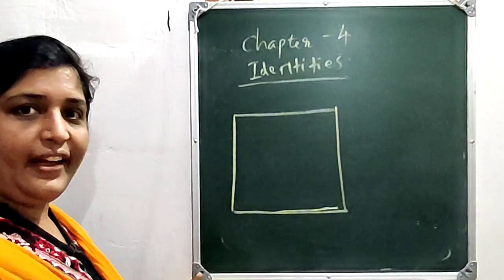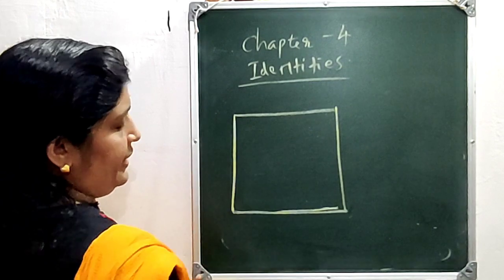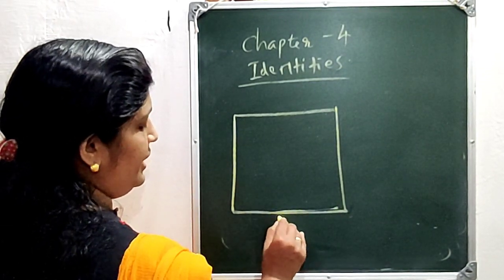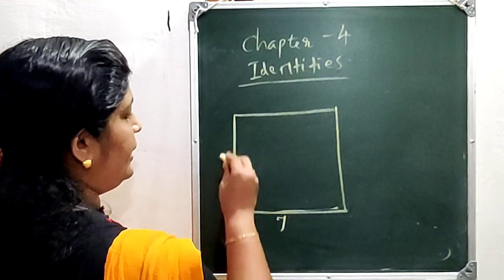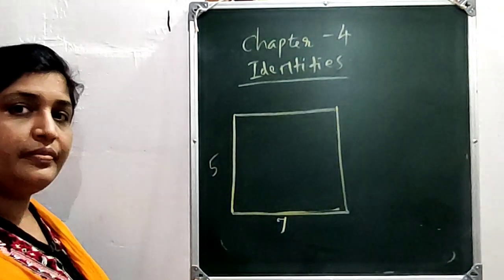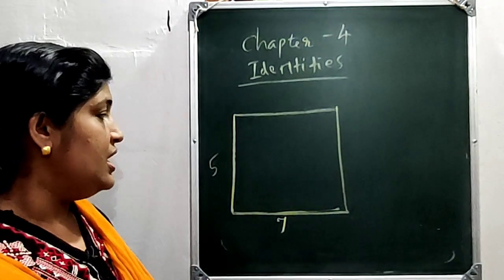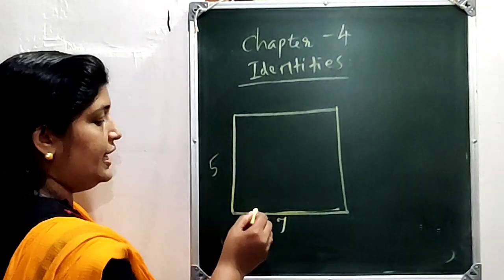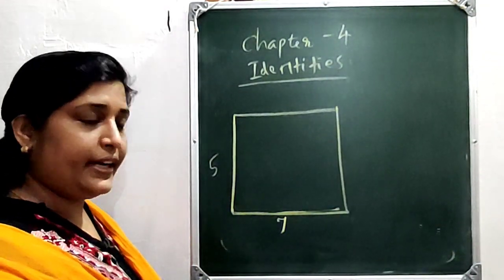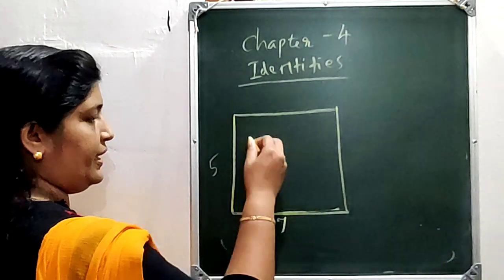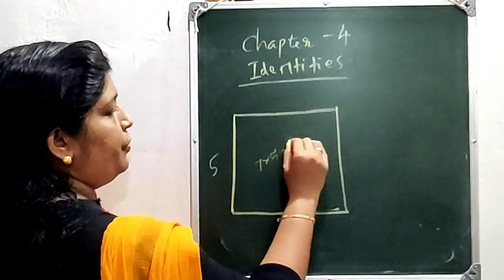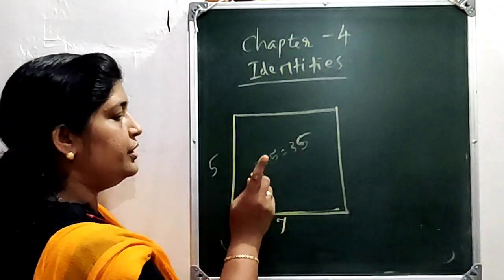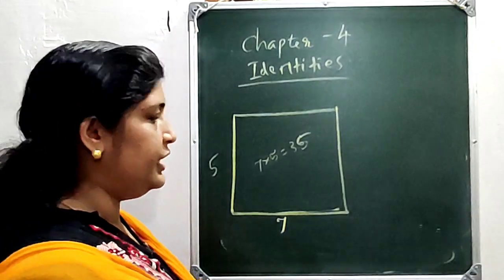This one is a rectangle. Suppose the length is equal to 7 and the breadth is equal to 5. This is a rectangle with sides 7 and 5. What will be its area? Length into breadth is the area of a rectangle. So the area of this rectangle is 7 into 5, which is 35.